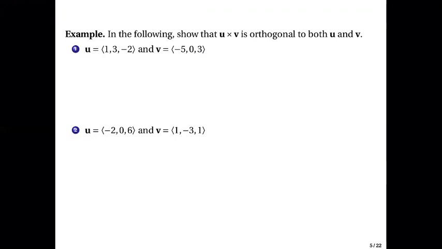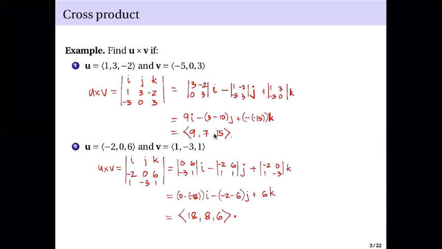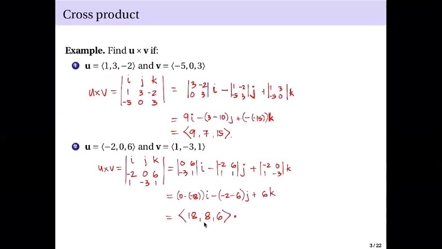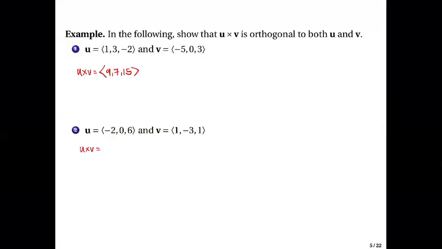For the first set of vectors, U cross V is 9, 7, 15. And for the second set of vectors, U cross V is 18, 8, 6.